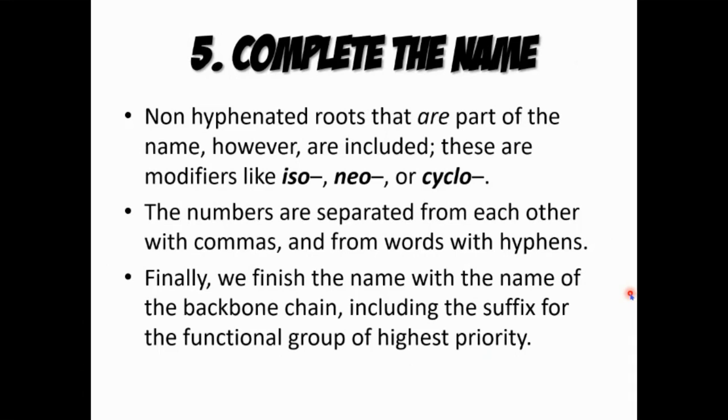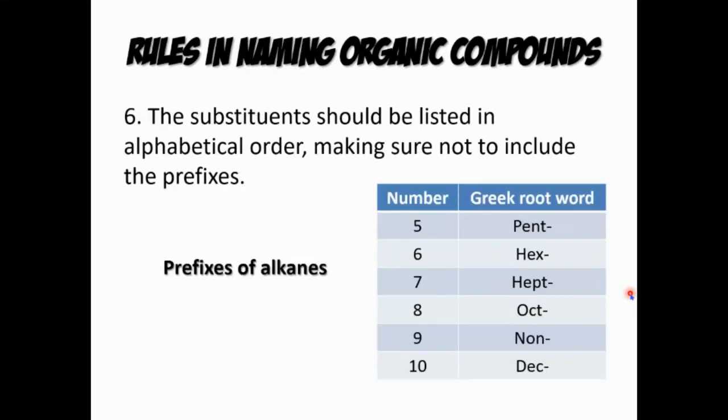Non-hyphenated roots that are part of the name, however, are included. These are modifiers like iso, neo, or cyclo. The numbers are separated from each other with commas and from words with hyphens. Finally, we finish the name with the name of the backbone chain, including the suffix for the functional group of highest priority. So number 6, the substituents should be listed in alphabetical order, making sure not to include the prefixes.